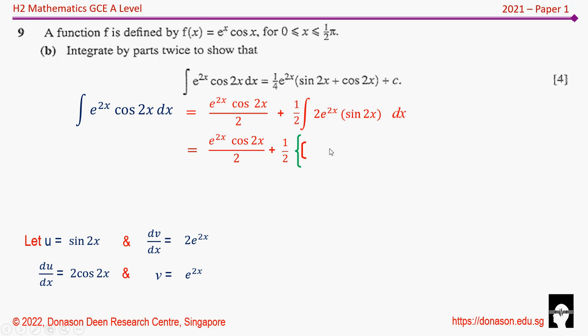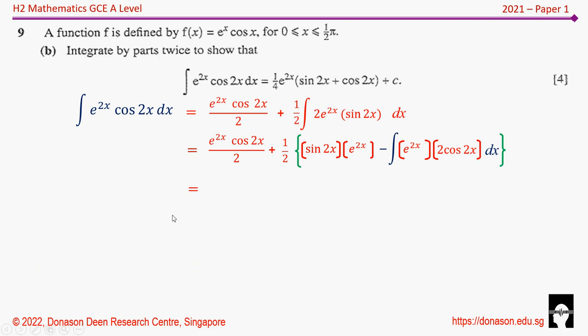Now we can start to put in all the values. So when you want to integrate this, it's going to be u times v. So we have sine 2x times e to the power of 2x; that's my u and my v. Then minus, let's put in the integral symbol, and then we need to do v times du/dx. So my v is e to the power of 2x, and my du/dx is 2 cos 2x. That's what I'm going to put in there, and then write the dx, and close it with the braces. So now let us continue further.